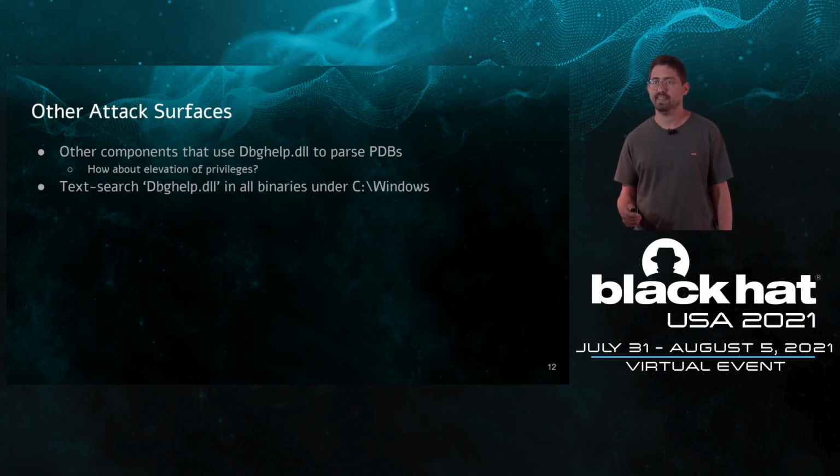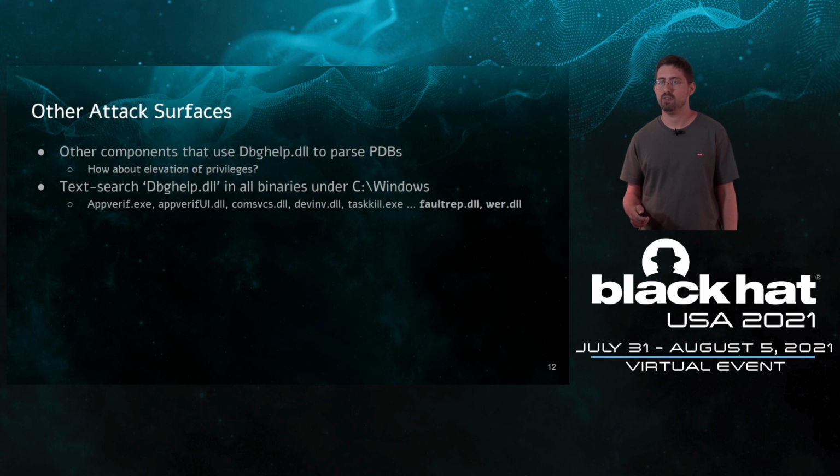I started by doing a text search for the string dbghelp in all binaries under the C:\Windows directory. That search yielded about 30 different executables, and 2 of them immediately caught my attention: werfault.dll and wer.dll.